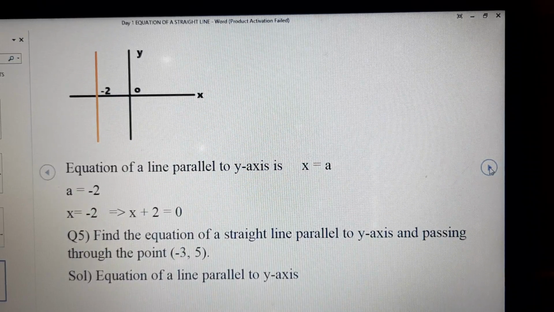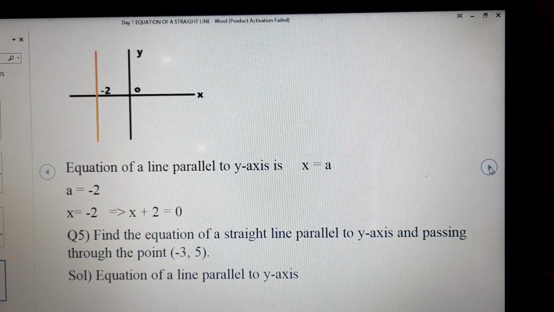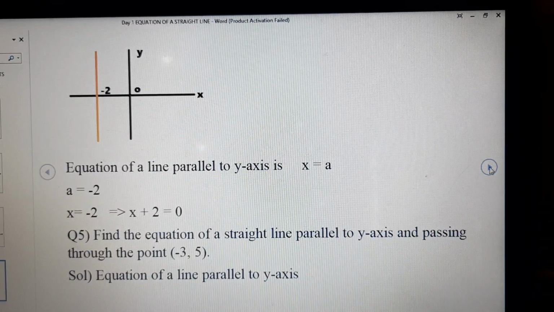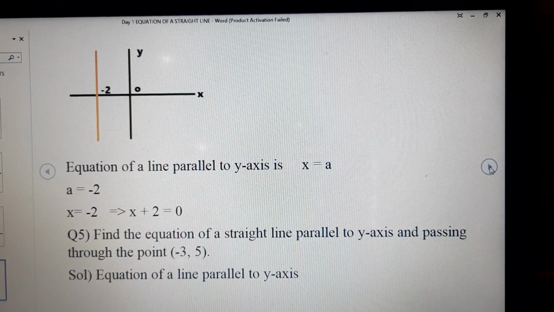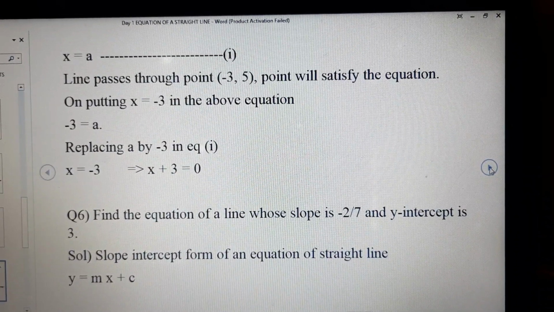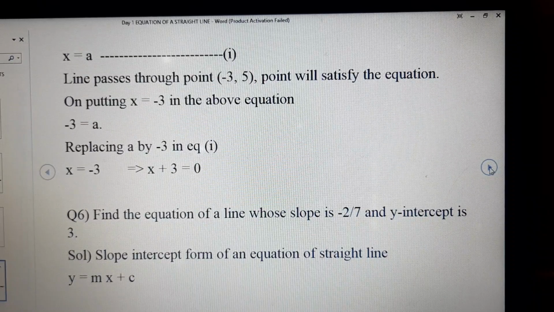Moving on to the next question. Find the equation of a straight line which is parallel to y-axis. Okay, it is parallel to y-axis. Standard form becomes x is equal to a. And this line is passing through the point minus 3 comma 5. They have not given which side. They have given that it is passing through point minus 3 comma 5.